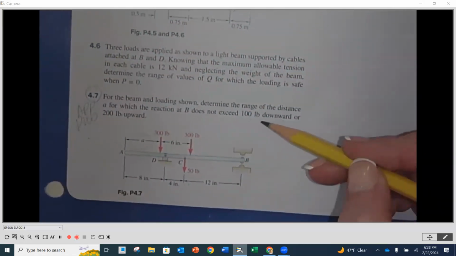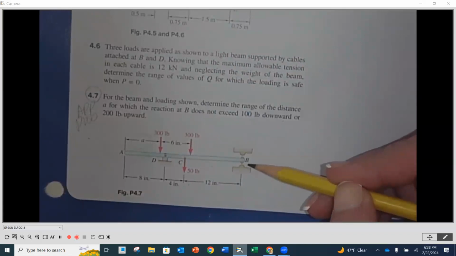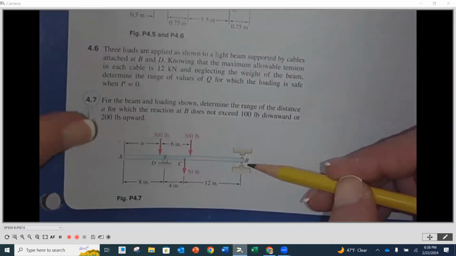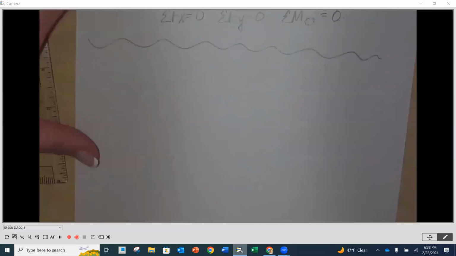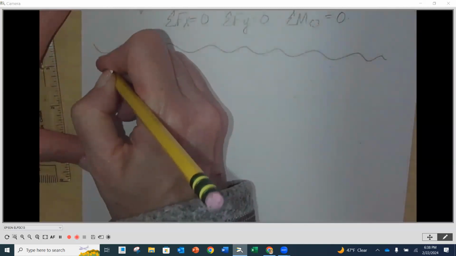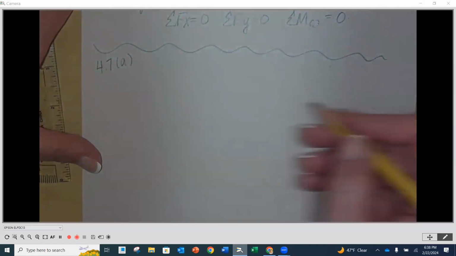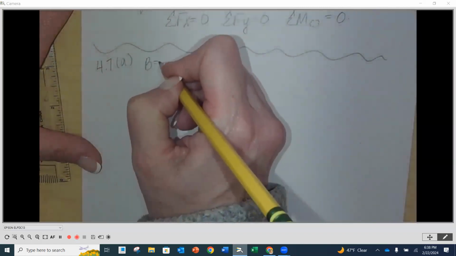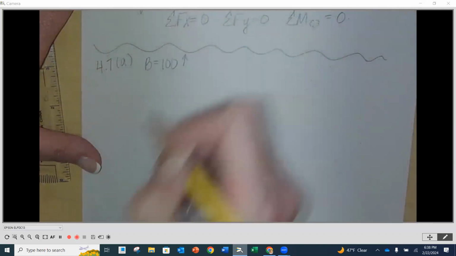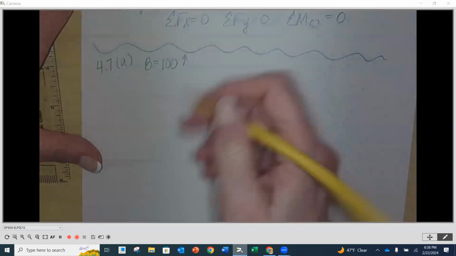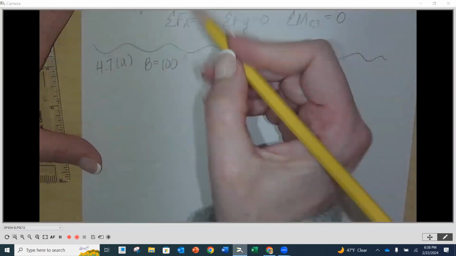Okay, so let's get the free body diagram in place first for each one of these situations. So the first one that I'm going to do is when B has a force on it that's going to be going 100 pounds downward. Okay, so I'm going to draw a line here. This is going to be problem 4.7, and I'm going to call it 4.7a because it's the first part. This is where B is going to be equal to 100 pounds going downward.